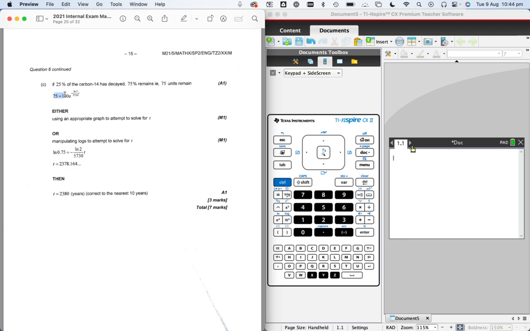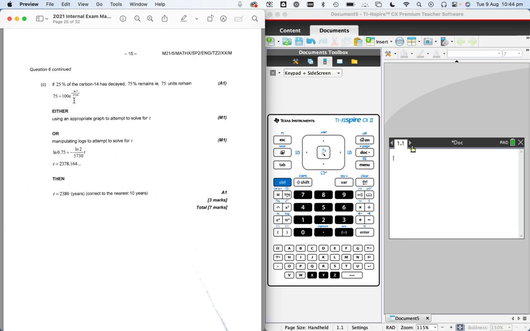So your equation becomes 75 equals 100 e to the power of, we worked out what k is already, ln2 over 5730 t. And it says here, you can see there are two solutions: using an appropriate graph to attempt to solve for t, or manipulating logs. Personally, I would be manipulating logs. So I would take ln of both sides, and that will give me this. Divide both sides by 100 and you get 0.75. So there it is there, 0.75.